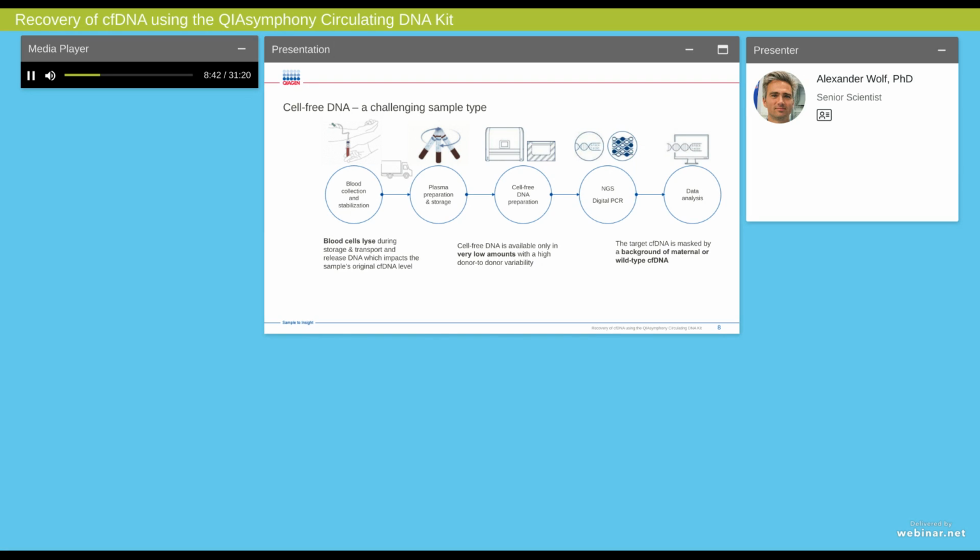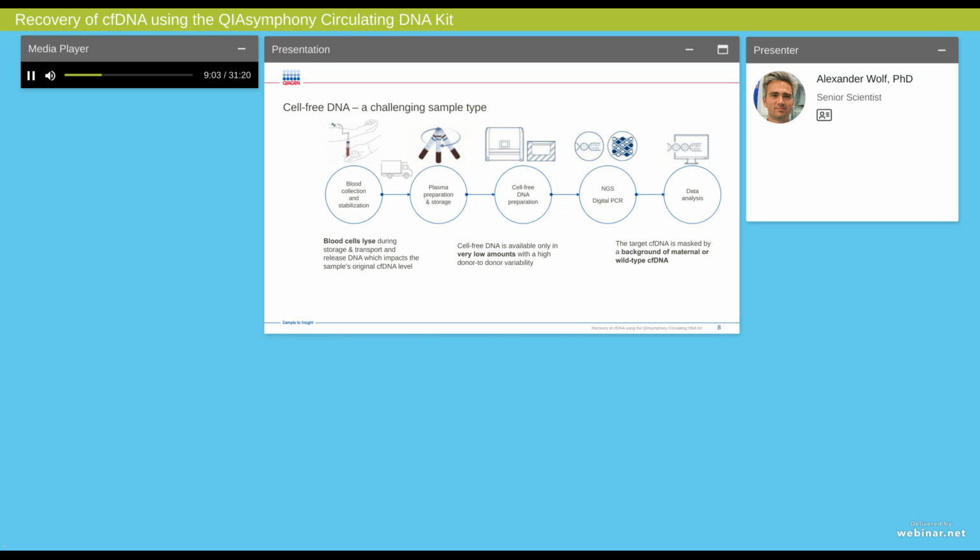Next, a clear plasma generation procedure should be defined. For example, one low-speed spin to separate the plasma from the cell fraction, or alternatively a second spin to remove potential residues of larger cell or DNA fragments should be considered and carefully tested in context of the clinical assay outcome.